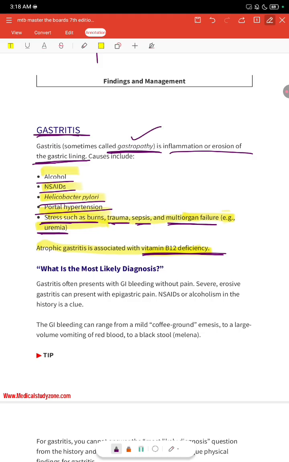Gastritis, sometimes called gastropathy, is basic inflammation or erosion of the gastric lining. Causes include alcohol, NSAIDs, Helicobacter pylori, portal hypertension, and stress such as burns. It is very much important to remember the burn point and the trauma, sepsis, and multi-organ failure.